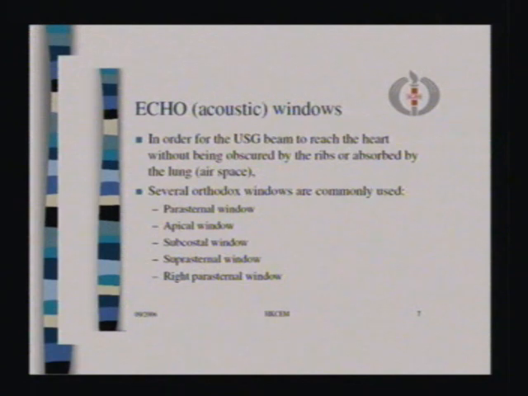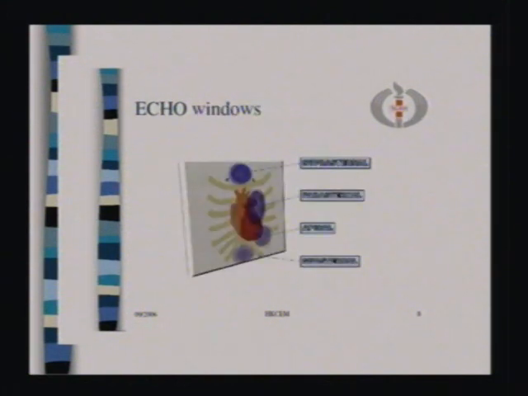Acoustic windows: in order for the ultrasound beam to reach the heart without being obstructed by ribs, there are several orthodox windows which are commonly used. You just don't put the probe anywhere in the chest. Those are the parasternal window, the apical window, the subcostal window, the suprasternal window, and a right parasternal window, which is used for certain cases, like aortic stenosis, to calculate the gradient when you are not getting it properly on the other side.